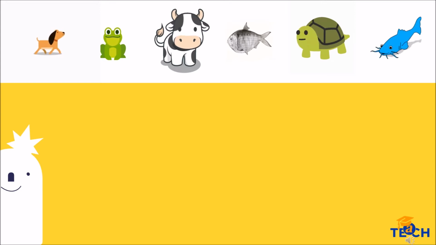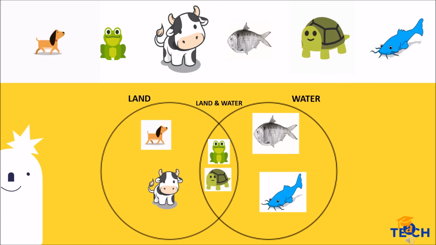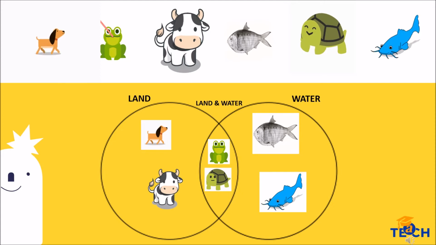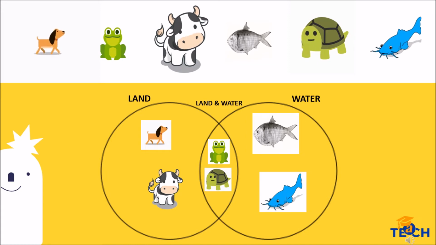Are you done? Let's try to check our answers. Here is the correct answer. As we can see in our Venn diagram, both the dog and the cow are placed together because they both live on land. And then the two types of fish are placed together because they both live in water. And then the frog and the turtle are placed in between because they both live on land and in the water.